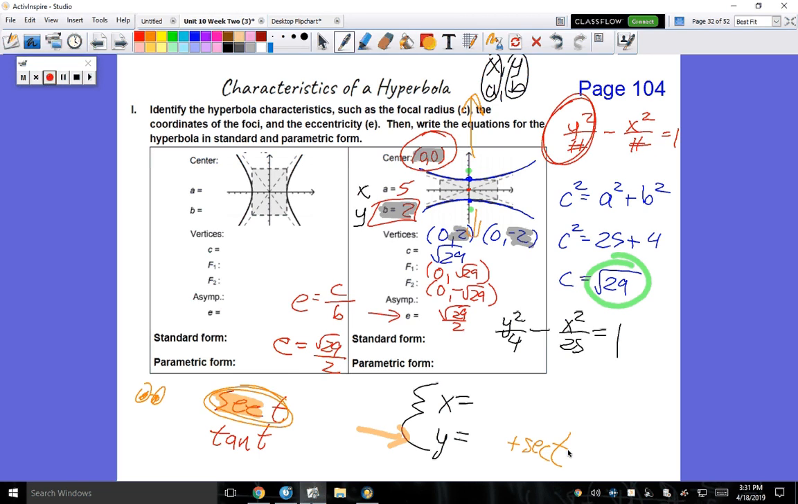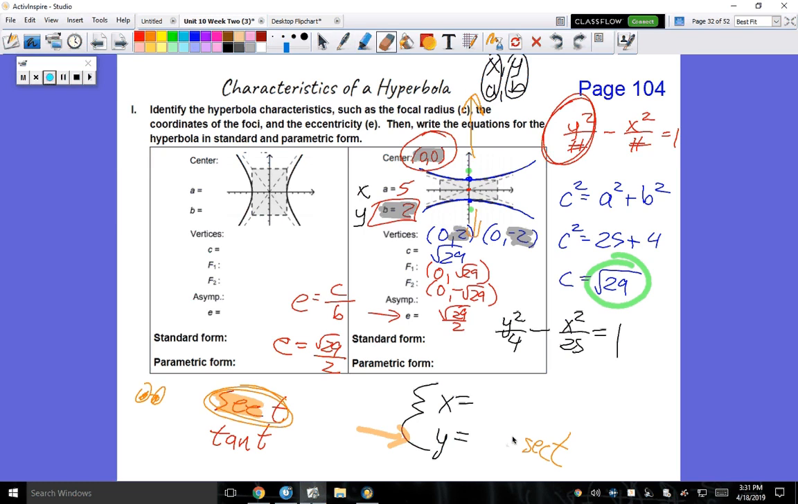On parametric, does it matter which goes first, X or Y? It doesn't, but what's normal standard is x is on top, y is on bottom. Like y equals mx plus b, you could say y equals b plus mx, but normally it's mx plus b, just like normally this x is on top. Okay? Okay, so let's finish this one up.